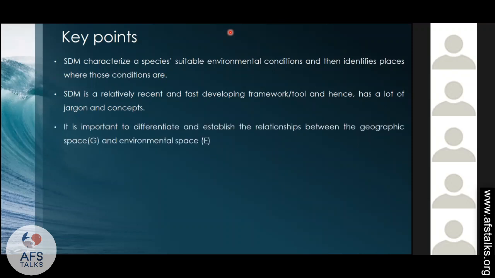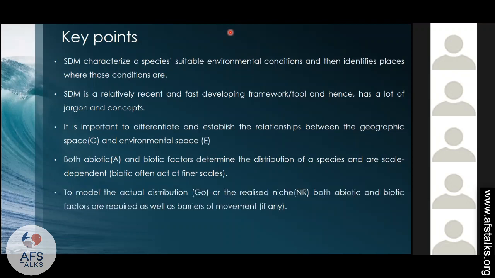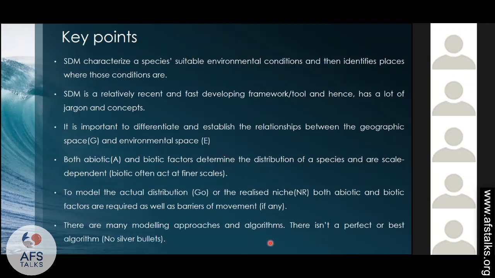It is important to differentiate and establish the relationship between geographical space and environmental space. Both abiotic and biotic factors determine the distribution of a species and are scale dependent. To model the actual distribution, or the realized niche, both abiotic and biotic factors are required, as well as barriers to movement. And there are many modeling approaches and algorithms, and there isn't a silver bullet or a perfect or best algorithm. That's it.